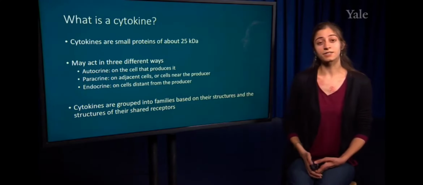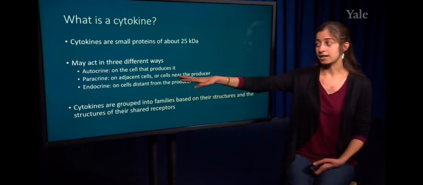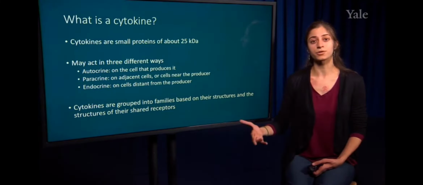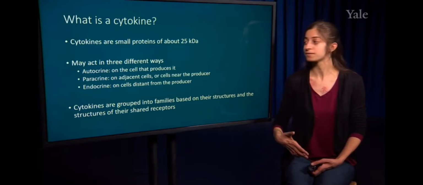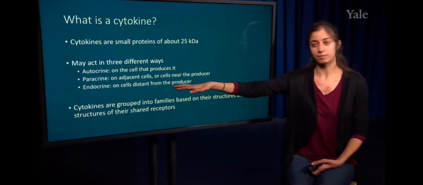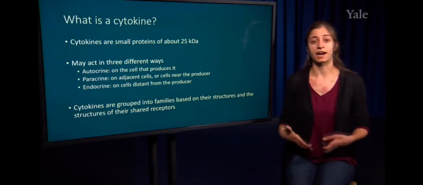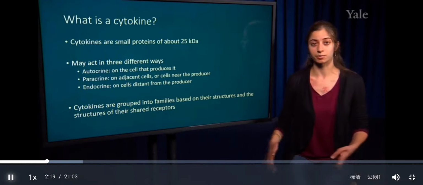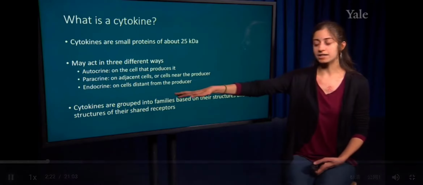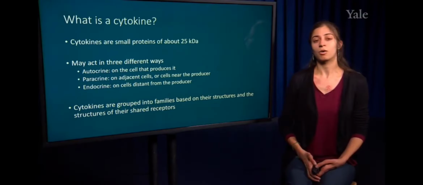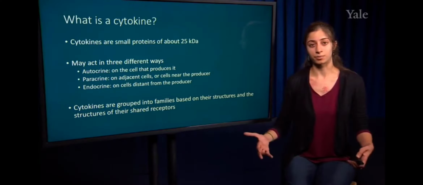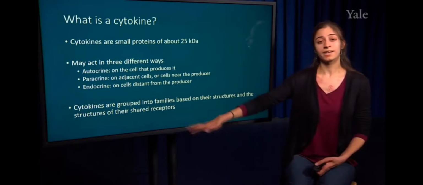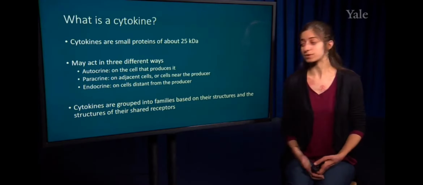Cytokines can act in 3 different ways. They can act in an autocrine manner, meaning the cell that produces a cytokine will also receive the function of the cytokine. It can act in a paracrine manner, which means that once a cytokine is produced, it will act on neighboring cells or adjacent cells near the producer. And finally, it may act in an endocrine manner, or on cells that are very distant from the producer or systemic in the organism.